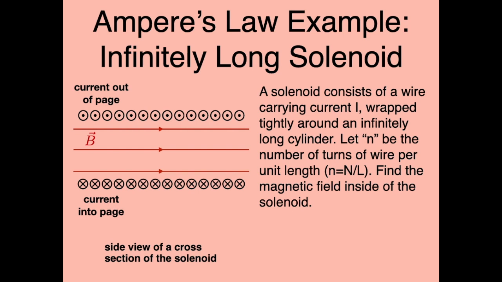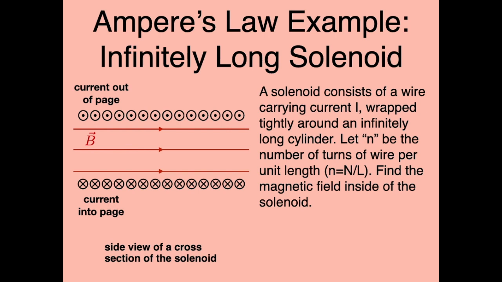So as far as the variables go, the current in that wire, we're going to call that I. And again, this wire is wrapped very tightly around the cylinder. So if we want to specify how tightly the wire is wound around the cylinder, we're going to use this variable lowercase n, which is the number of turns of wire per unit length. So lowercase n is uppercase N, that's how many times we've wrapped this around the cylinder, divided by L, that's the length. So again, we're going to find the magnetic field inside of the solenoid using Ampere's law.